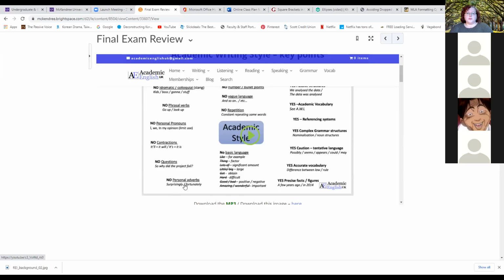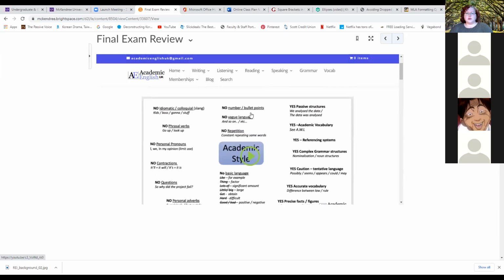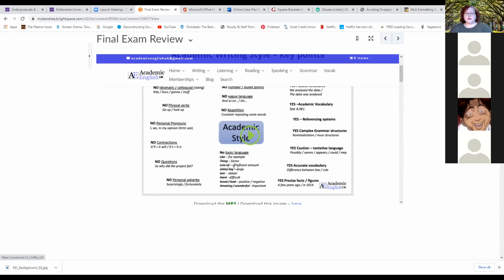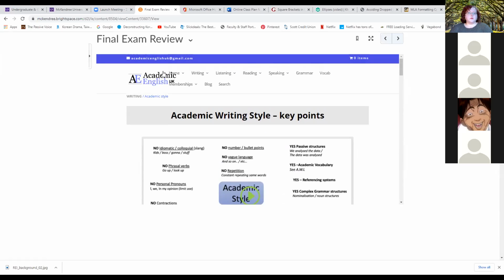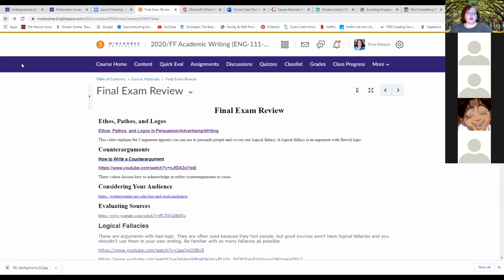Personal adverbs, you guys are pretty good with those anyway. No bullet points, unless you're quoting something that already has them in it. No basic language, okay. You know, couch your language carefully, use good vocabulary. I like how they have this list of words. So then you can search for these words in your paper and replace them. That'll automatically upgrade your language.